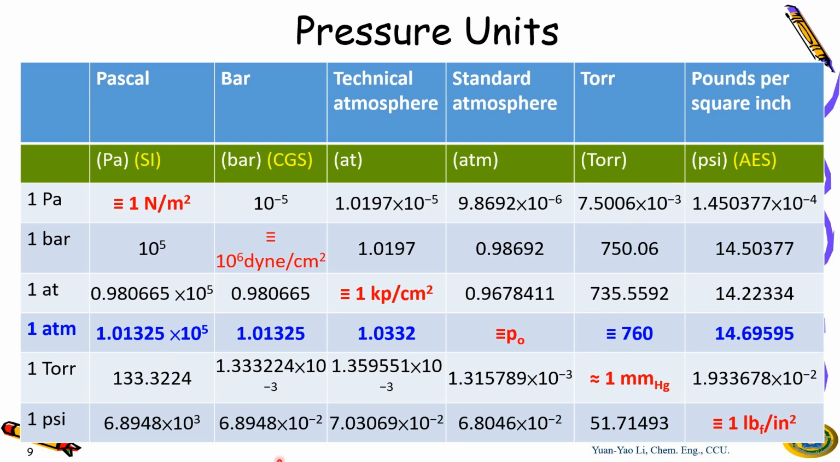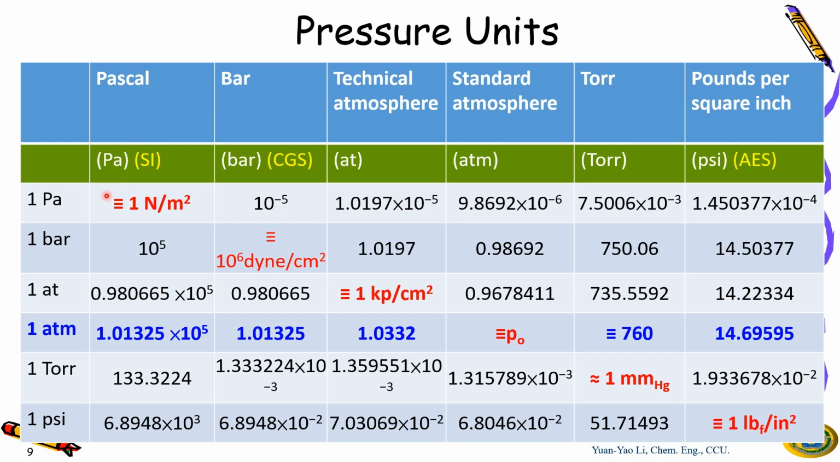So this is the conversion factor for how to convert all these units together. Another one is the technical atmosphere, we call AT. We don't use this often. So what you need to know are the standard atmosphere, torr, pound and PSI. Okay, so this is the conversion factor.